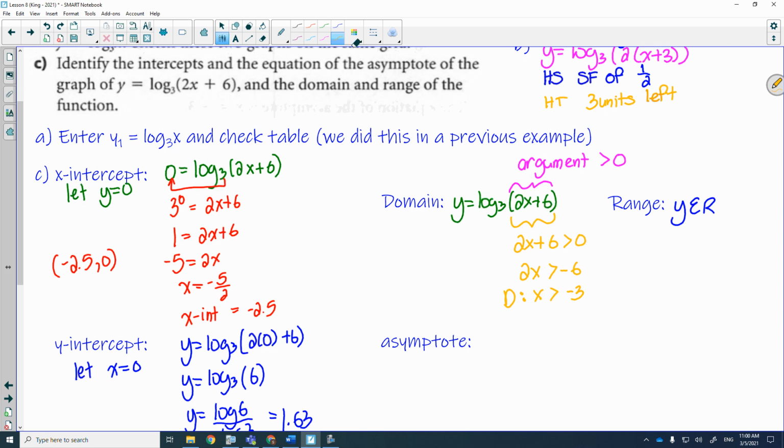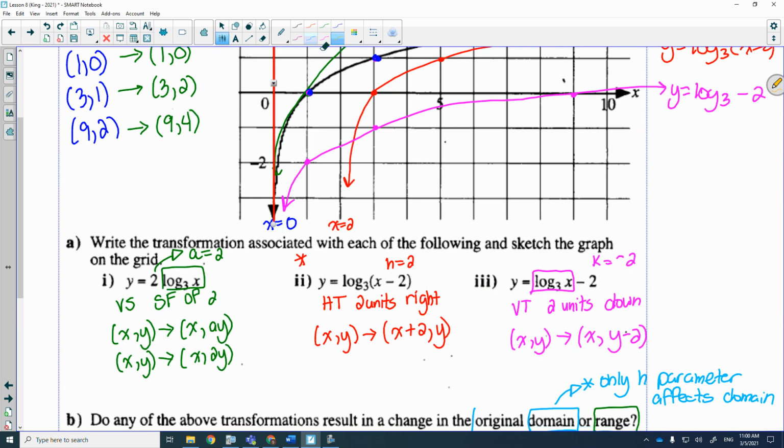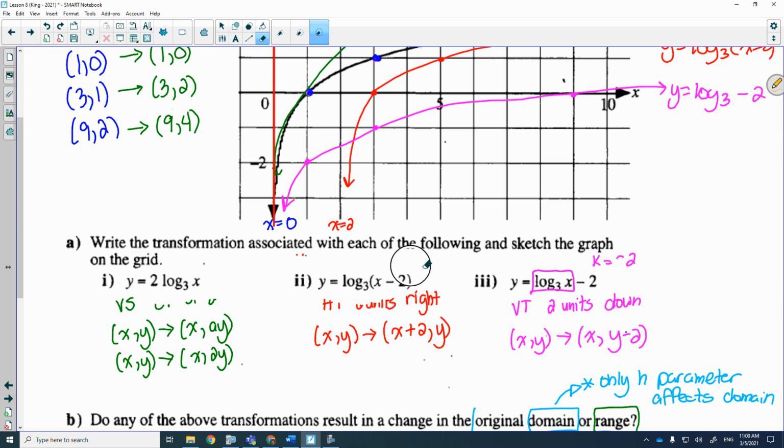And just to quickly show you, watch this. If I go back to this page, and just erase this, you're going to be able to do domains and VAs very quickly. What is the domain of this graph? The argument must always be greater than 0. That is the domain.